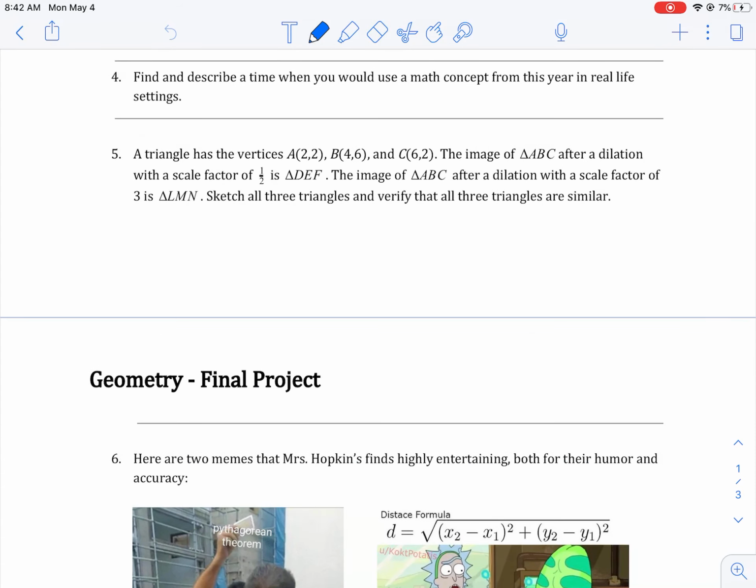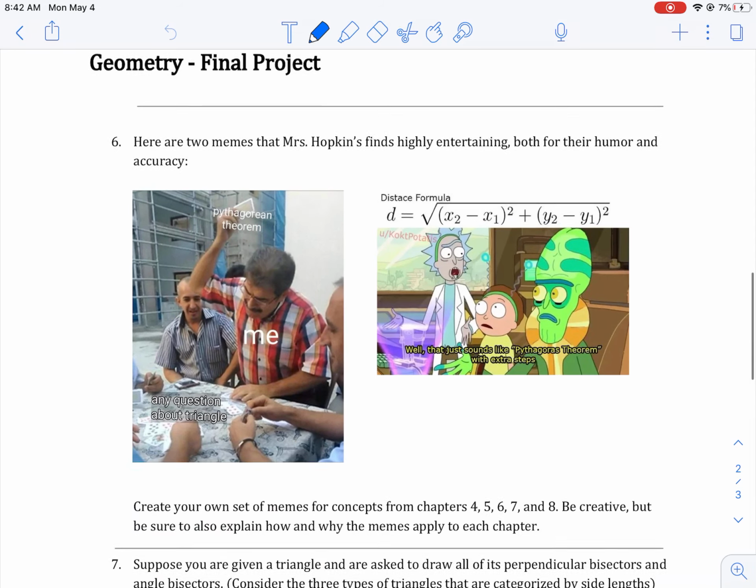Number 5 is from the book. It says a triangle has the vertices (2, 2), (4, 6), and (6, 2). The image of the triangle after dilation with a scale factor of 1/2 is DEF. The image of triangle ABC after a dilation with a scale factor of 3 is triangle LMN. Sketch all 3 triangles and verify that all 3 triangles are similar. So remember, in the chapters we had ways to verify that things were similar. You will need to do that as well as just drawing these.